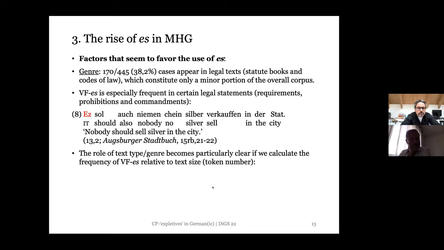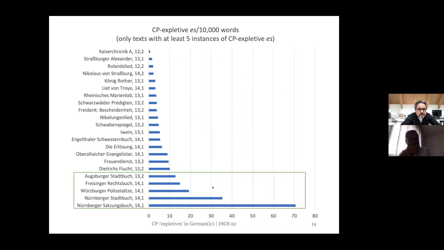What I would like to show next is that the influence of text type or genre becomes particularly clear if we calculate the frequency of expletive S relative to text size, that is token numbers. And this is shown in the next slide. So the graph here gives you the normalized frequencies of expletive S in the texts we considered. Note that we considered only texts that contained at least 5 instances of expletive S. So it appears that expletive S is most frequent in the 5 texts at the bottom, highlighted by the green box. And crucially, all of these are legal texts. In contrast, expletive S is quite rare in narrative texts. And I will come back to that.